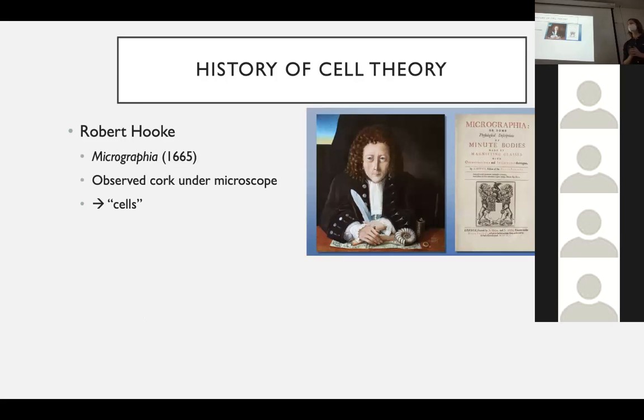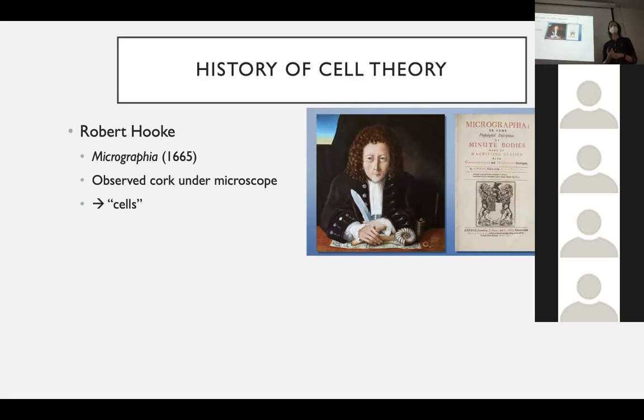So Robert Hooke was the first person to name a cell. Before that, no one really knew that there were these little individual pieces that work together to form tissues, et cetera. So he discovered cells. I mean, they were there the whole time, but he discovered them. And his big book was called Micrographia, which he wrote in 1665.